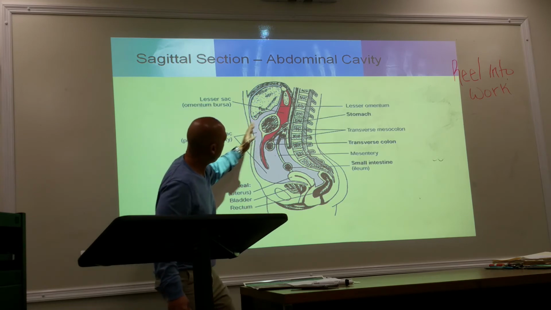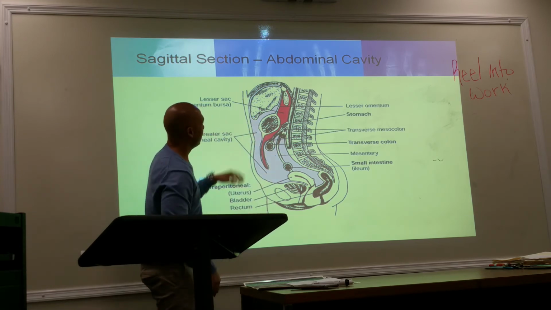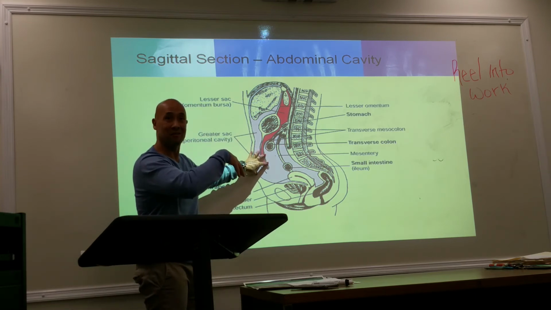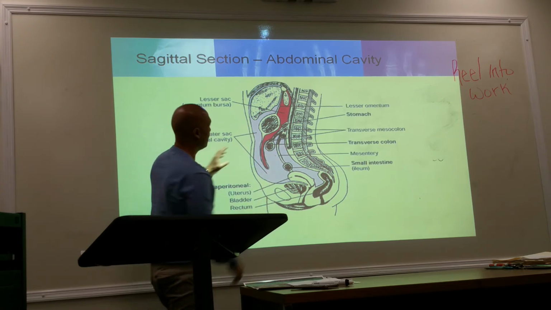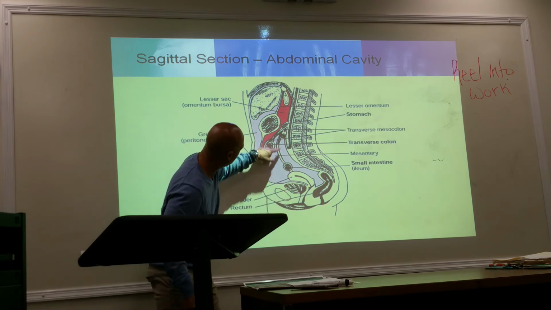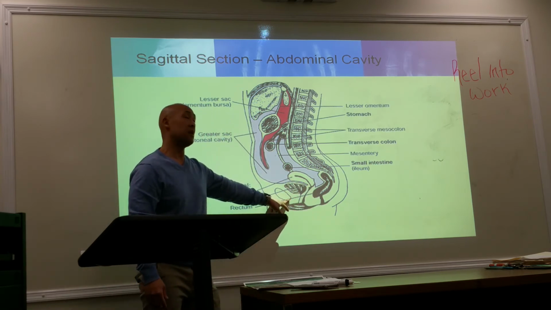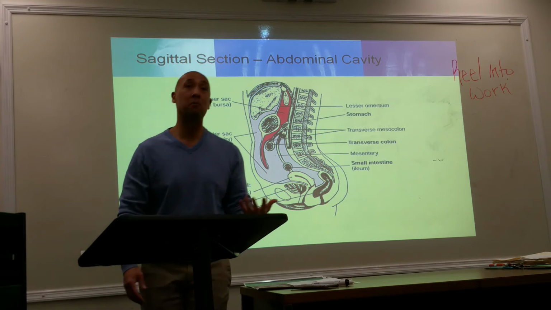Whatever is in the back, what color is this, by the way? Purple. Purple, okay. So anything in purple are your structures in the peritoneum. Okay, so anything purple is in. Behind it is your retroperitoneal structures, and then below the purple is your infraperitoneal structures. So again, the sac is there, but it doesn't cover everything, but most of it.